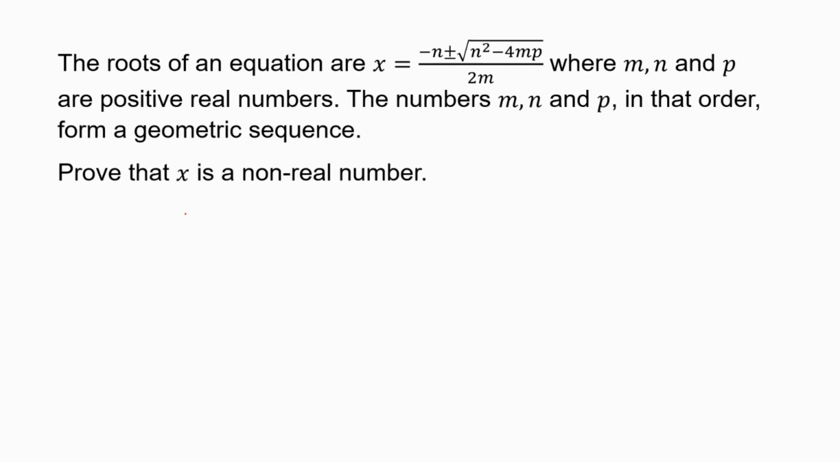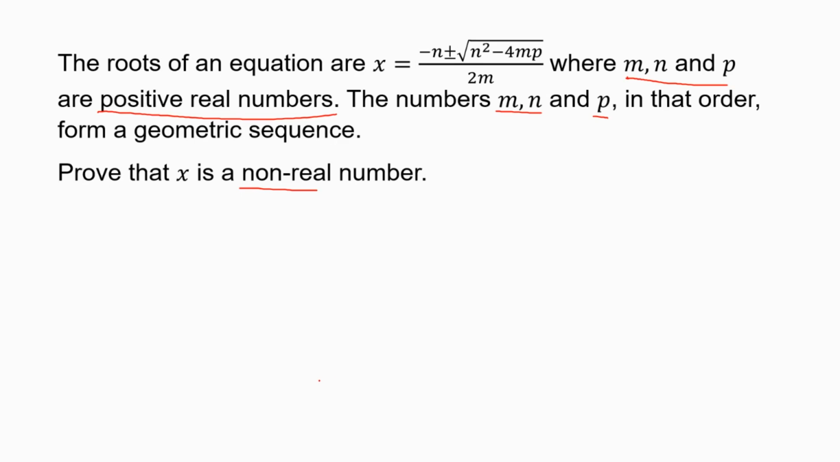The roots of an equation are x equals negative n plus or minus the square root of n squared minus 4mp, all divided by 2m, where m, n, and p are positive real numbers. The numbers m, n, and p in that order form a geometric sequence. Prove that x is a non-real number.